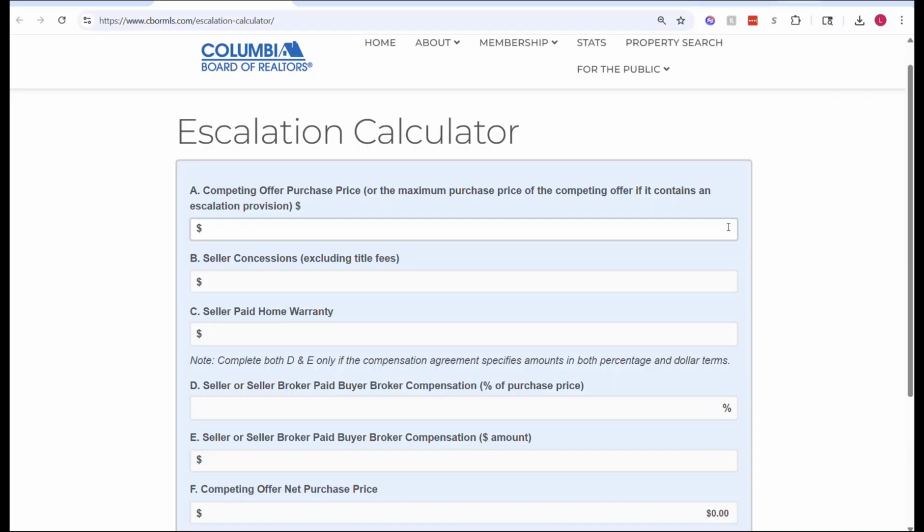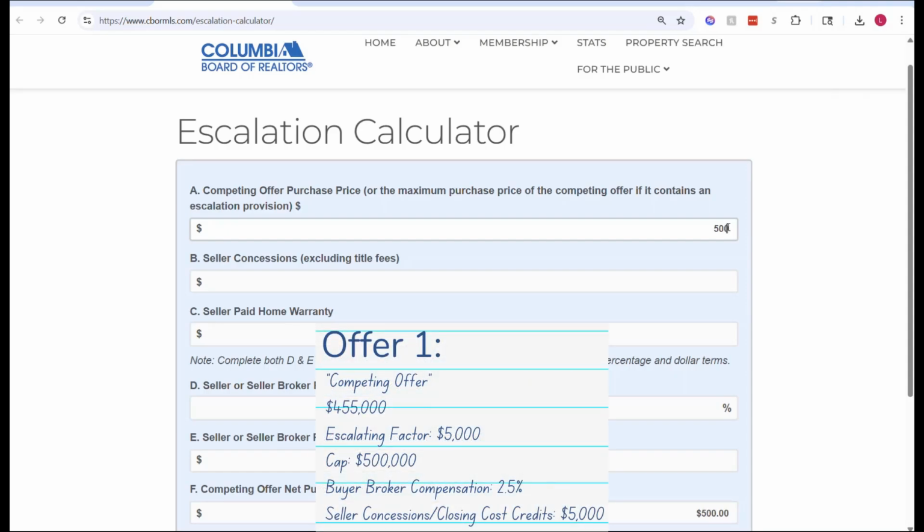For the competing offer, this is the one you are using to drive up the other offer. Enter the competing offer purchase price, or the maximum purchase price of the competing offer if it contains an escalation provision. In box A in this example, that would be $500,000 because offer 1 has that amount as its cap.